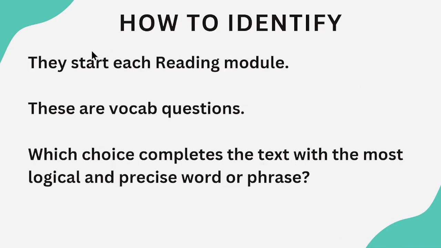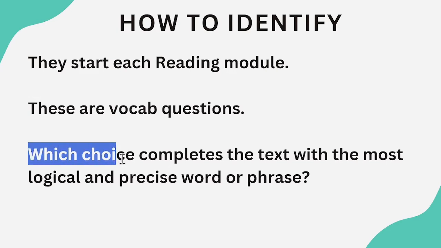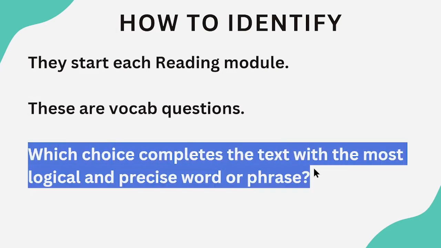So first, how to identify. They start each reading module every time. So the first questions on every single reading module are going to be words in context questions. That's an easy way to know which ones are which. And also, these are just vocab questions. They're giving you 4 word options, and you have to know the meaning of the words to fit it into the context. And the question is going to be a passage, and then it's always going to say which choice completes the text with the most logical and precise word or phrase.